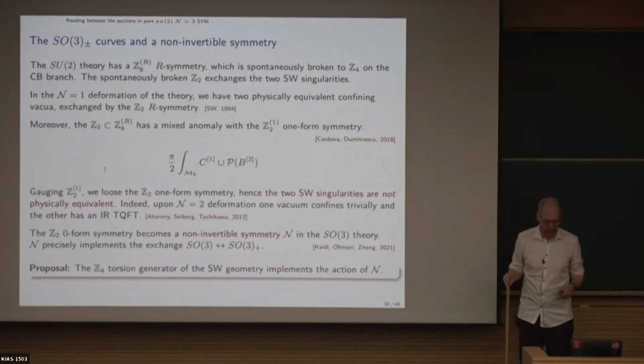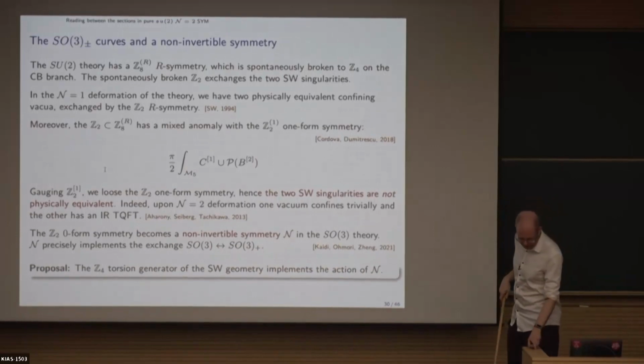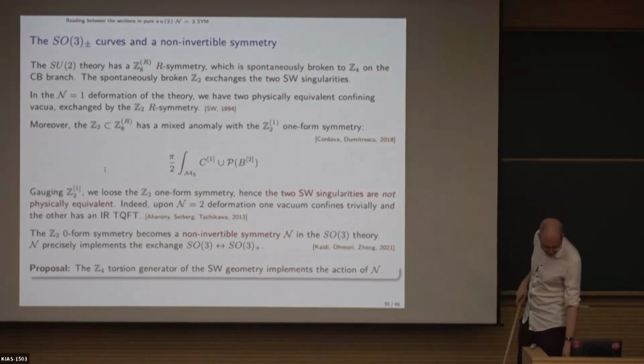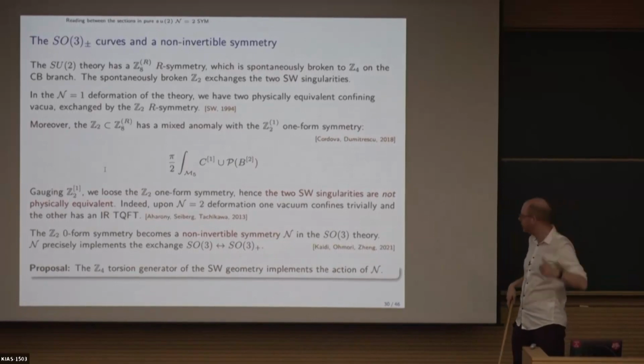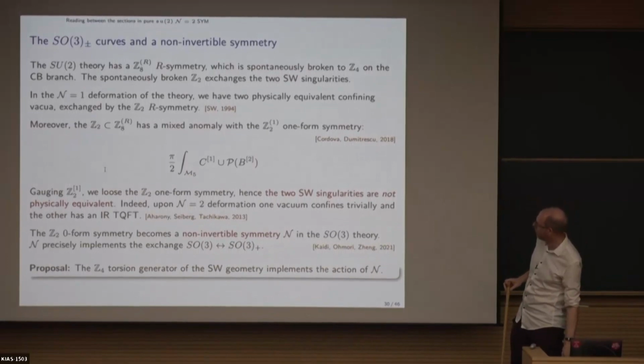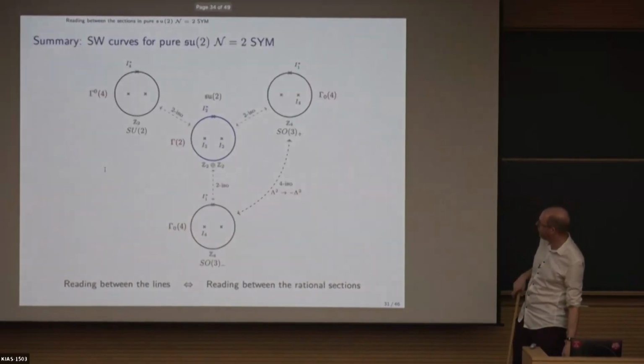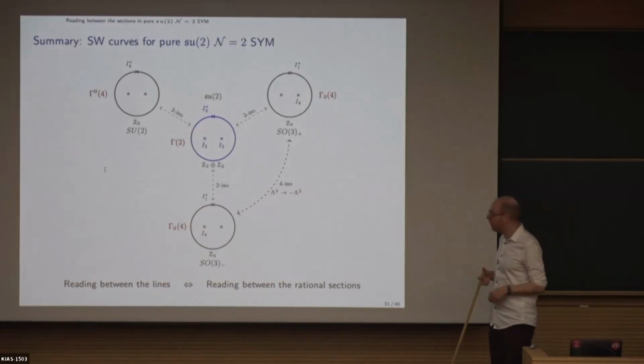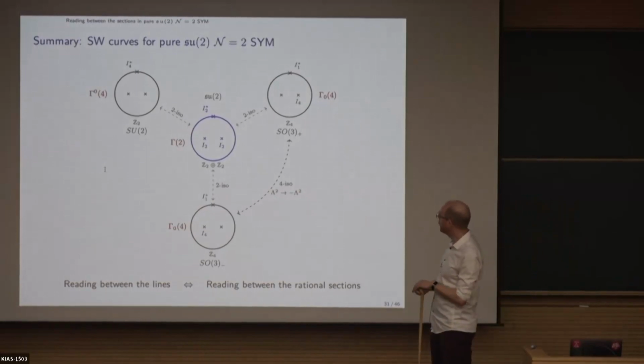Now, we would still need to understand why exactly, but that's kind of a shadow of the category TQFT, at the level of Seiberg-Witten geometry, which I think you can get from geometric engineering, but that will be for future work. But that is a proposal. So in summary, for the SU2 Super Yang-Mills theory, this is the picture we had.